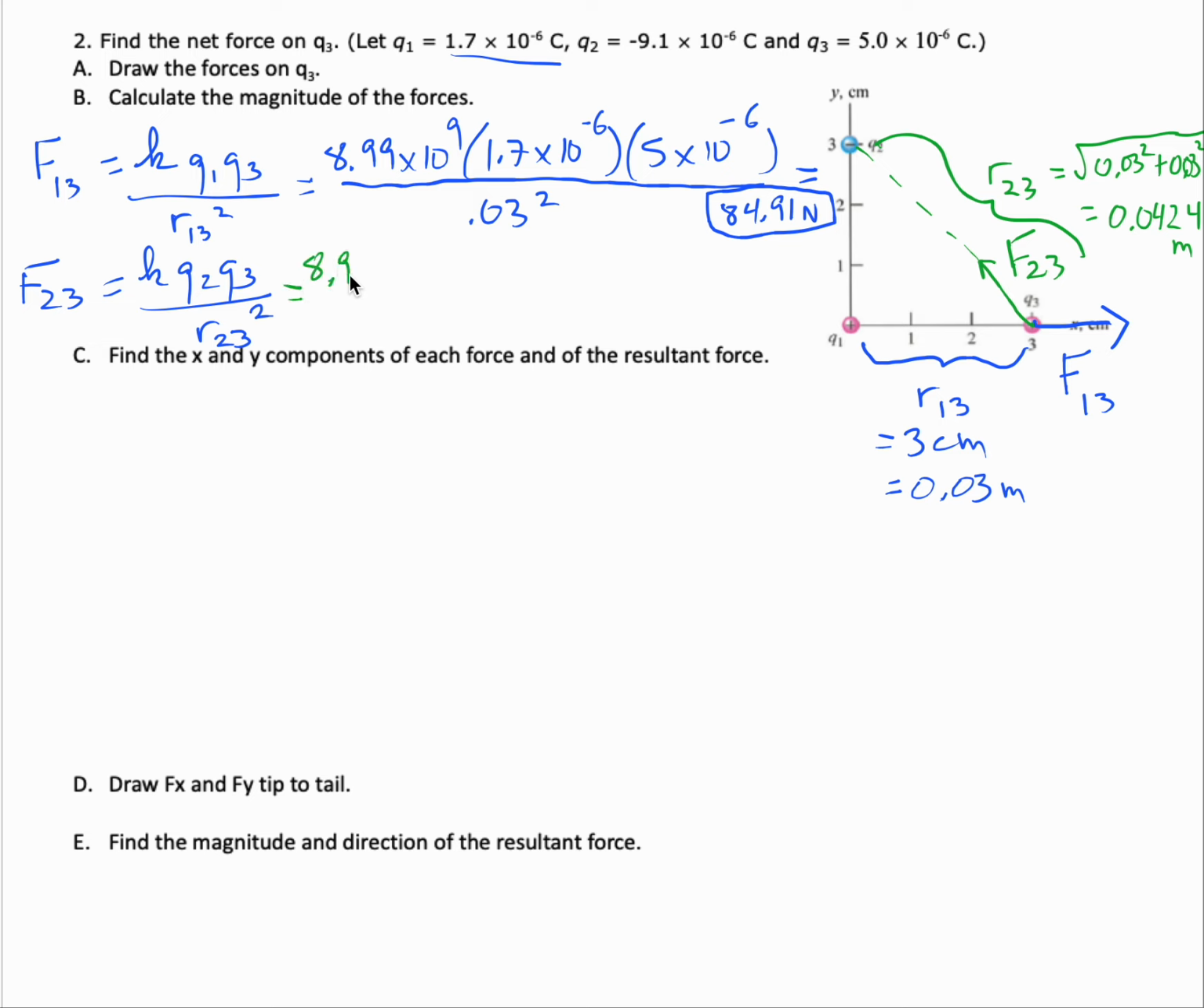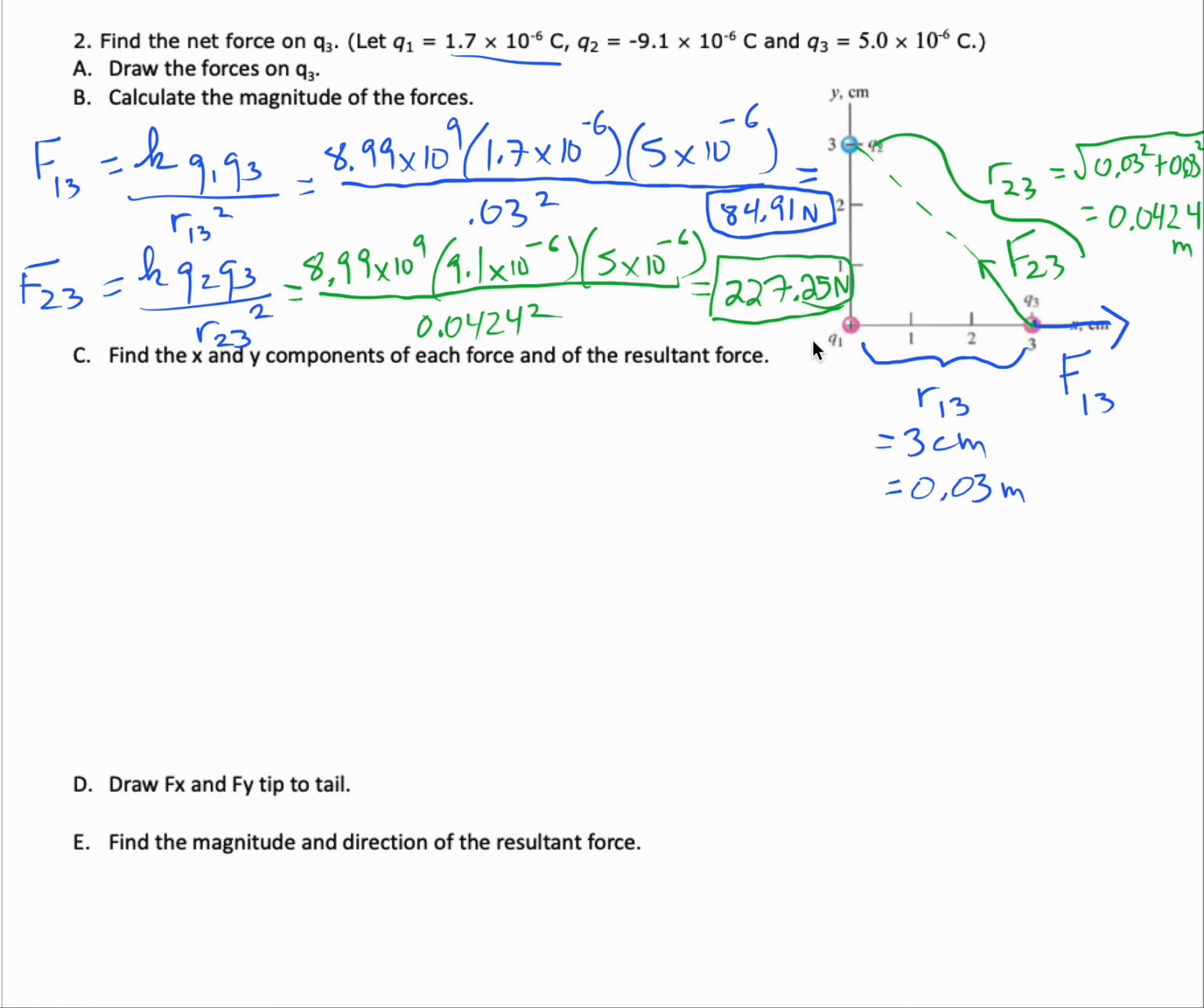So we can plug that in over here. 8.99 times 10 to the 9. Q2, we're going to just look at the magnitude of the charge. We don't care about the negative sign. 9.1 times 10 to the negative 6. And then Q3 is 5 times 10 to the negative 6. And then that distance squared, 0.0424 squared. And all of that is going to give us 227.25 newtons. Now in my calculator, I'm keeping all the unrounded values, but I am rounding here on the screen.